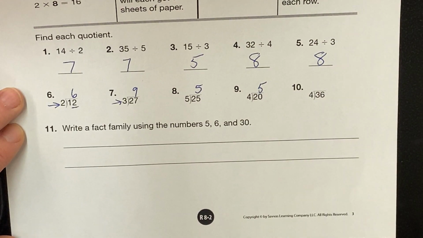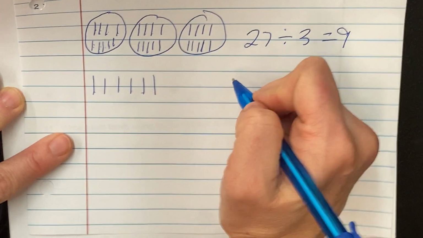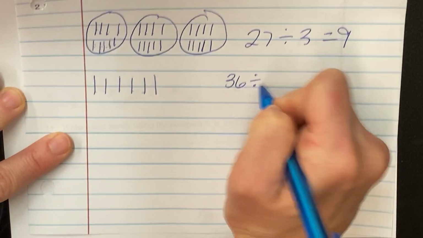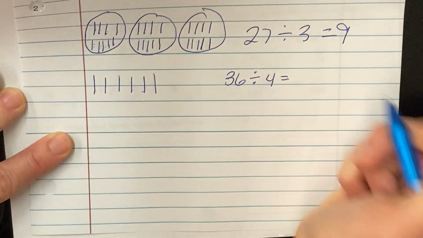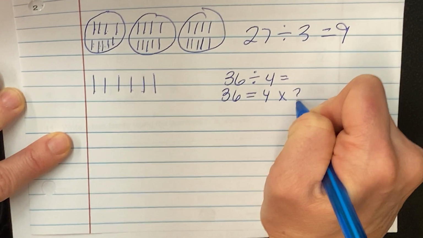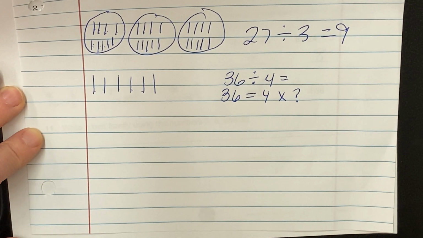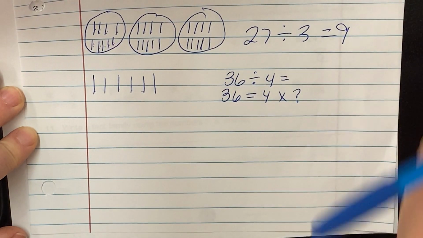And then for this one, we could do a fact family for this one. 36 divided by 4. We're going to change it. 36 equals 4 times what? So if you don't know what that answer is because you haven't memorized multiplication facts yet, then you might have to choose another strategy to use, maybe counting multiples of 4, or maybe drawing equal groups or repeated subtraction. Your choice. Okay, the answer is 9.